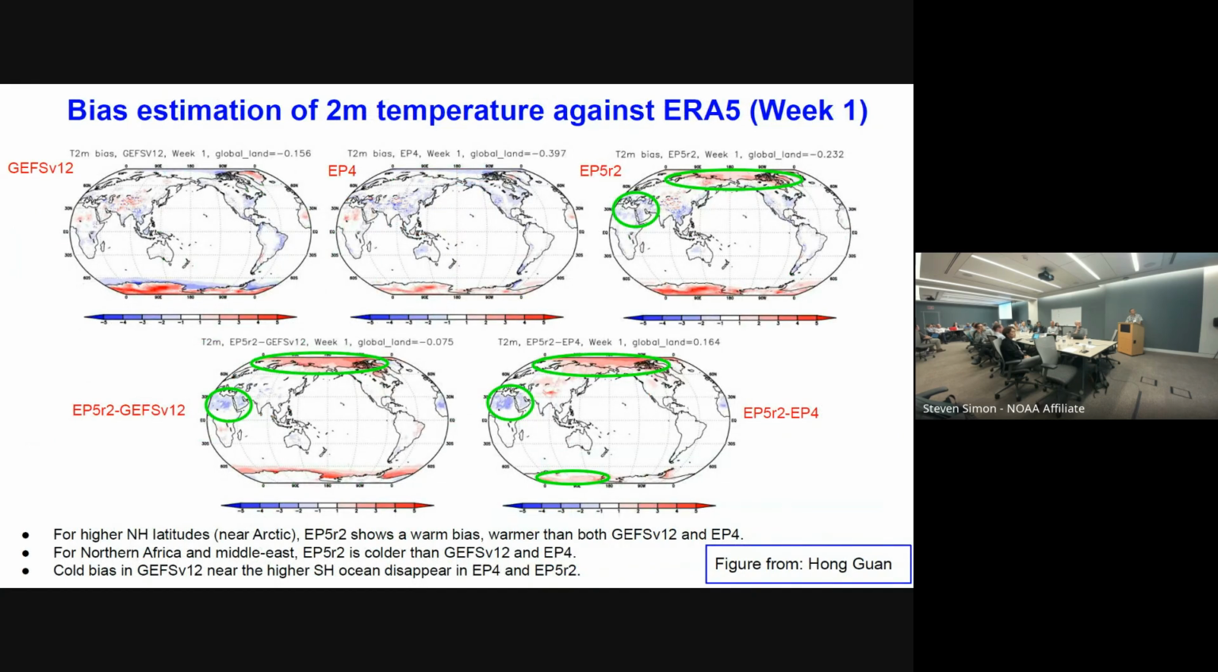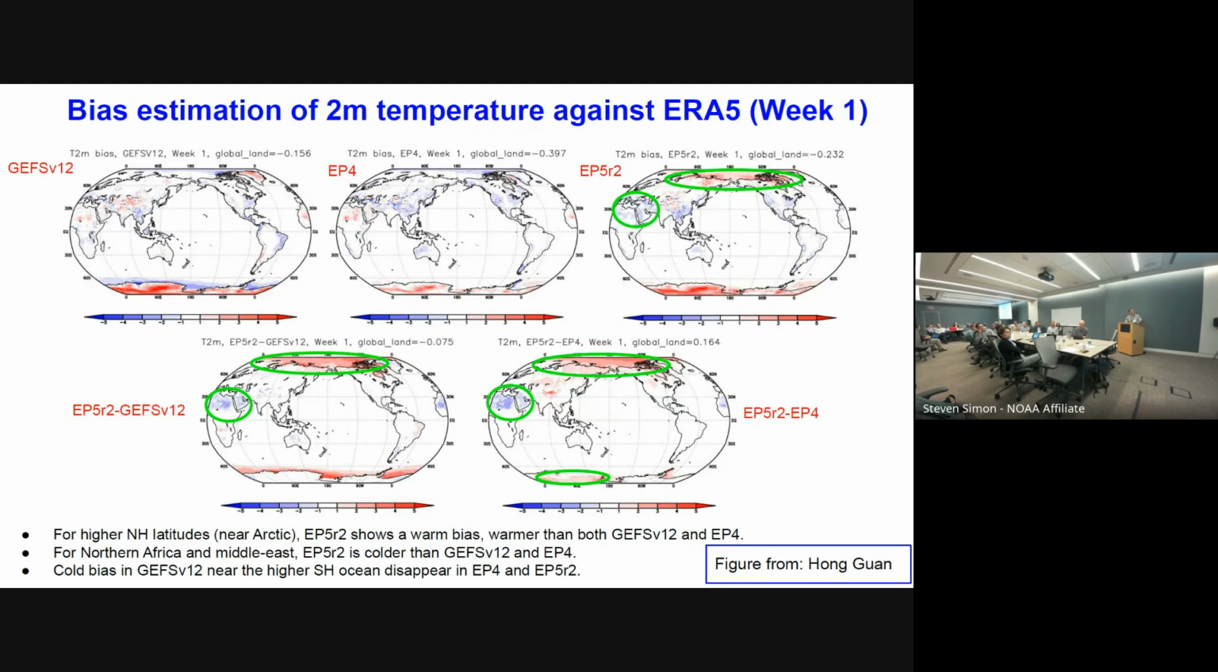This is the horizontal 2-meter temperature bias estimation. On the left is GEFS 12. This EP4 is based on HR1 physics, and EP5 on HR3 physics. You see the bias is pretty similar between GEFS 12 and the EP4. See here is a circle, where it's basically GEFS 12 and the EP4 here. You see the warm bias, and the EP5R2 has a little bit of cold bias.